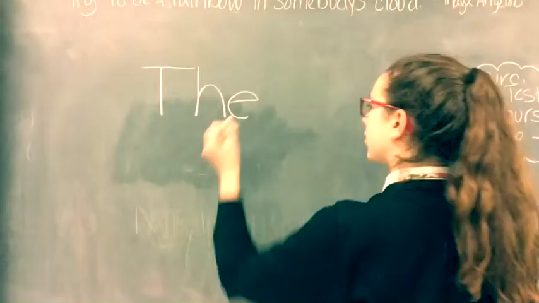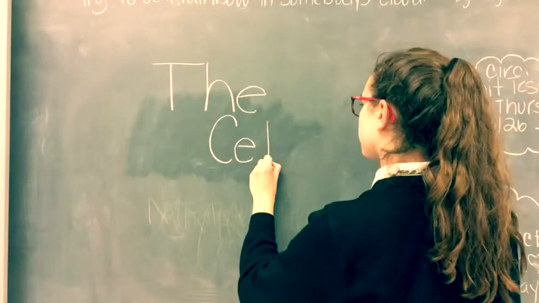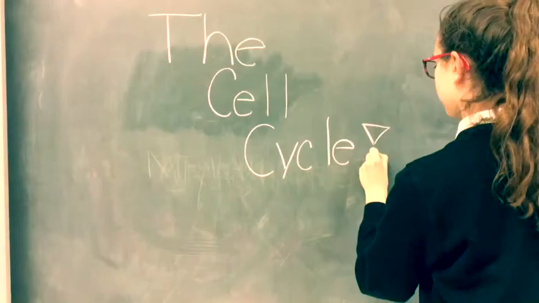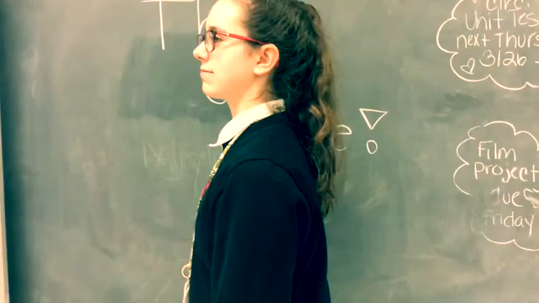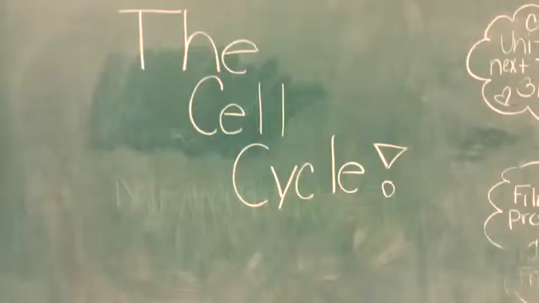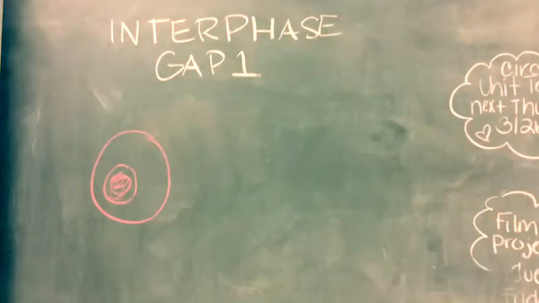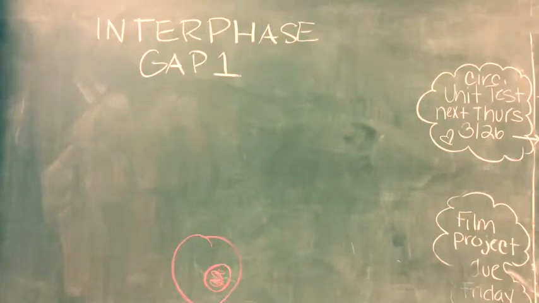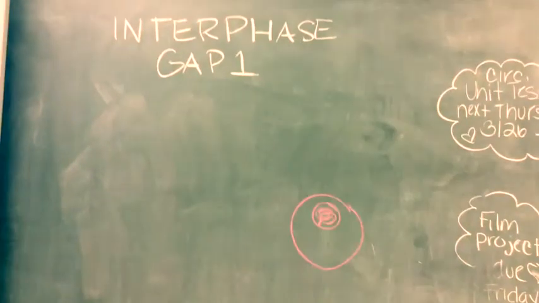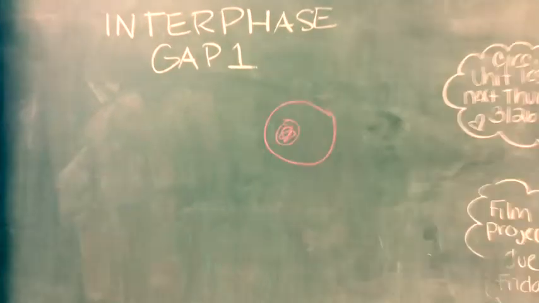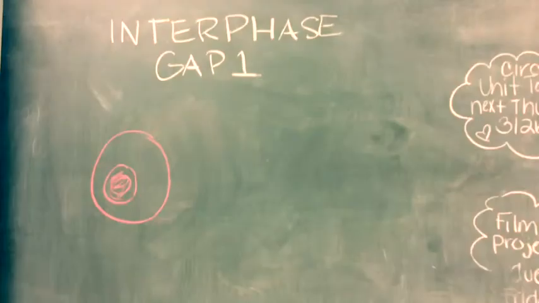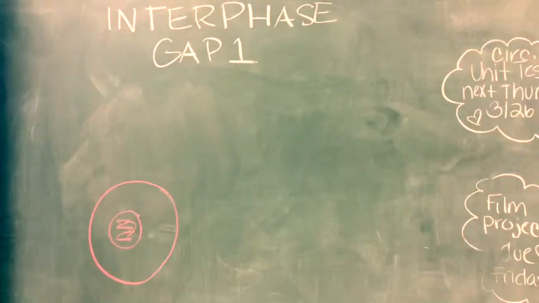In order for organisms to grow and repair themselves, cells must undergo a regular pattern of replication and division called the cell cycle. Most cells spend the majority of their life in a stage called interphase. Interphase is the time when the cell is growing and performing its normal job. Some refer to interphase as the cell's resting phase because the cell is not actively dividing.